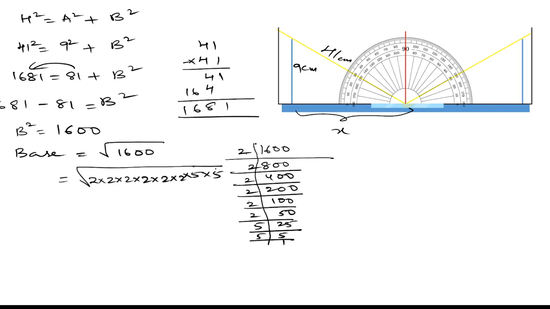For this we need to make the pairs. For each pair we will write only one number. So 2 for this pair, 2 for this pair, 2 for the third pair, then 5. So the base is equal to 2 2s are 4, 4 2s are 8, 8 5s are 40 centimeter.